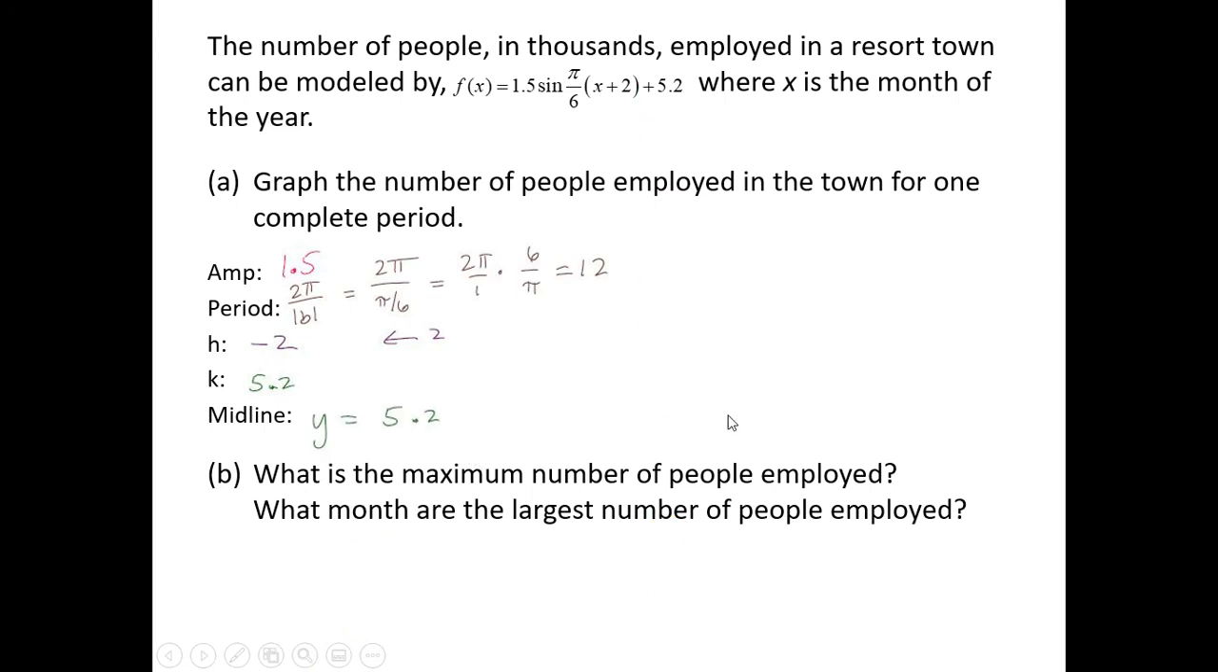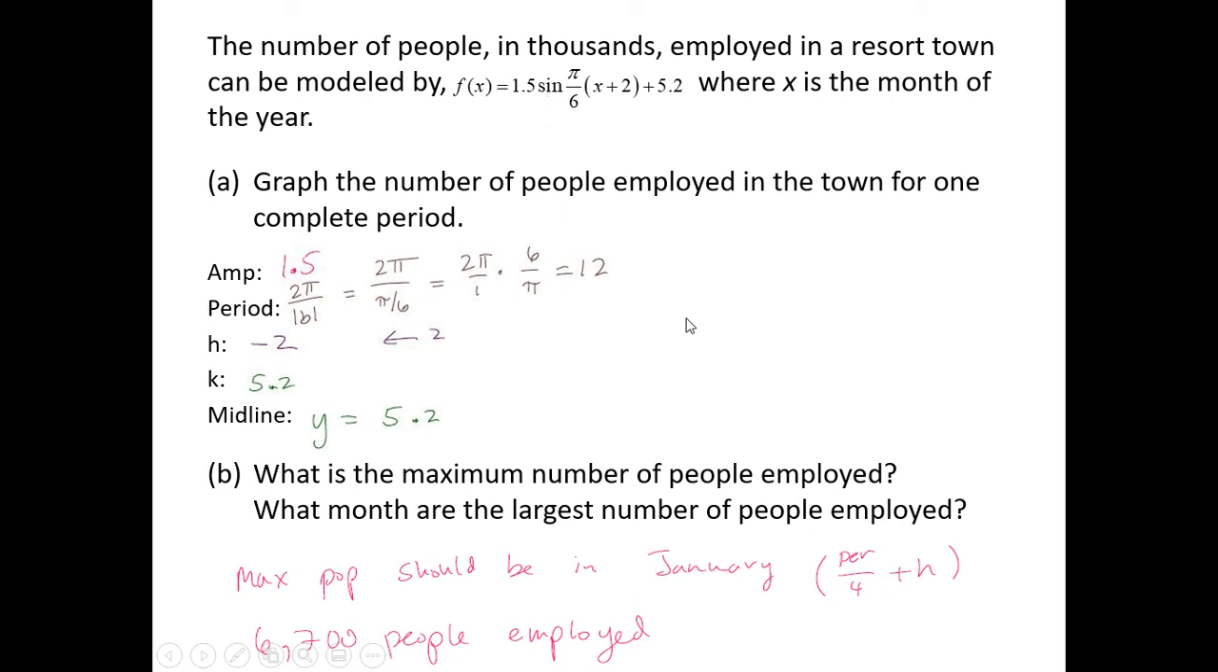So if we were to graph this and figure out what is the maximum number of people employed, well, it should be January, since it's a sine function and we're going to shift to the left 2, so period divided by 4 plus h. And if we calculate this on our calculator, it should come out to be about 6,700 people employed. So you might want to graph that on your calculator to make sure that that's what it looks like for you.